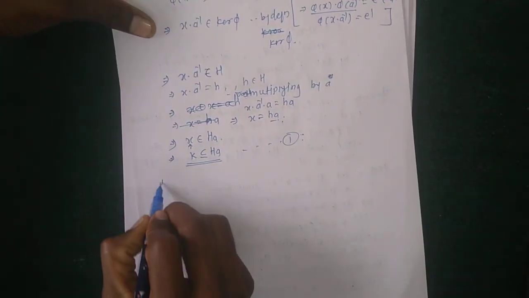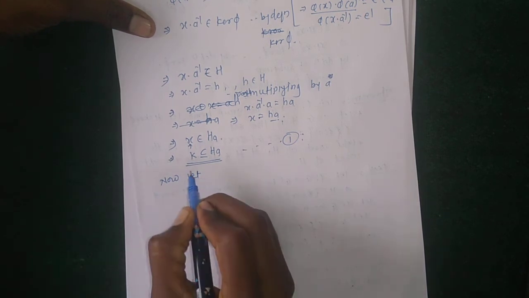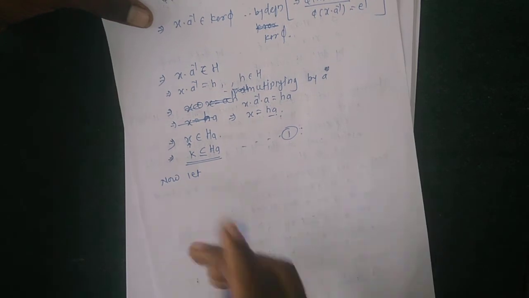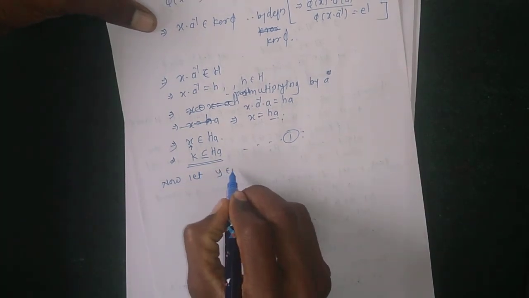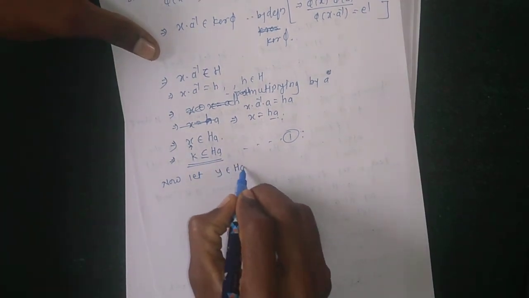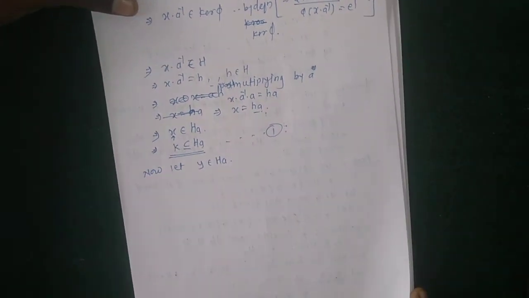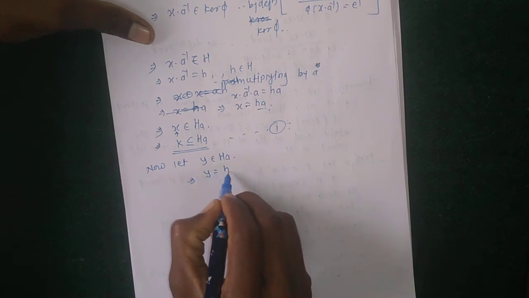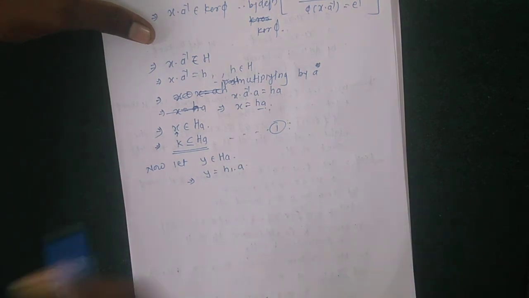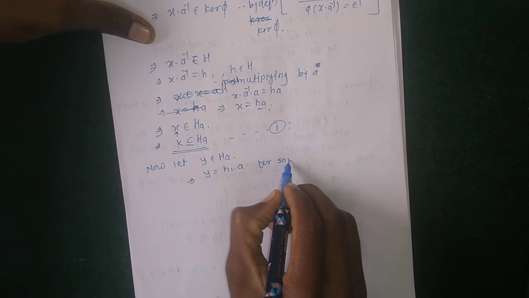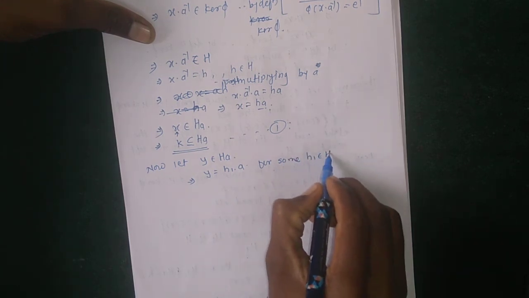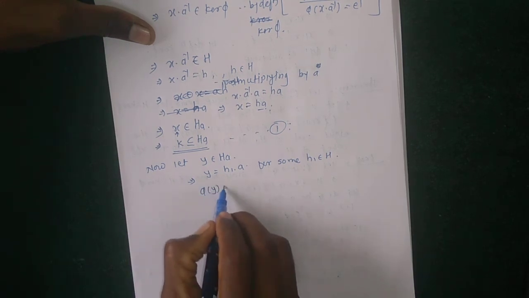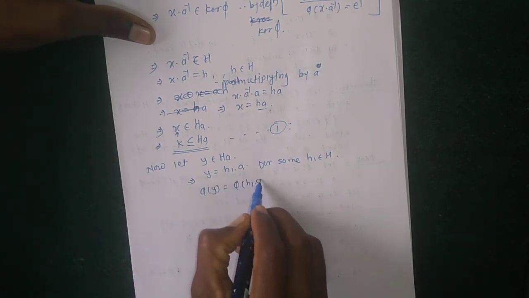Okay, now let y belong to HA, meaning the right coset of H. Okay, right coset of H, which implies that y must be of the form H1 into A, for some H1 belonging to H.